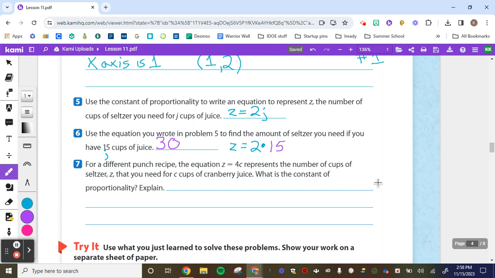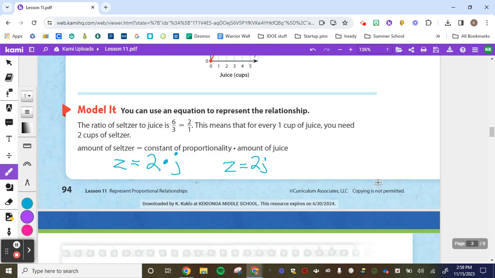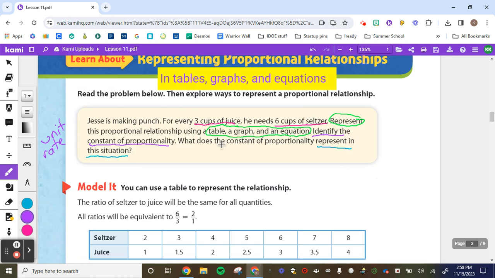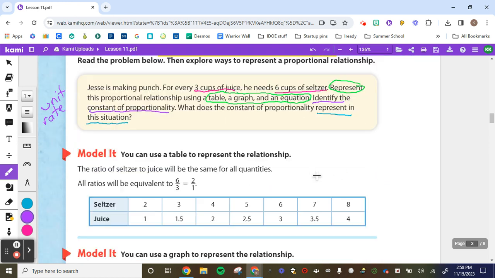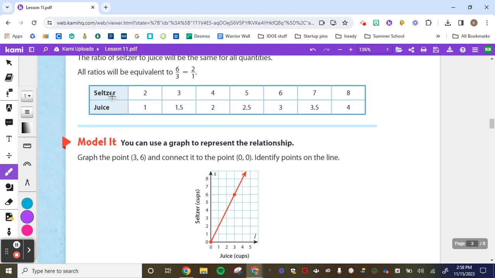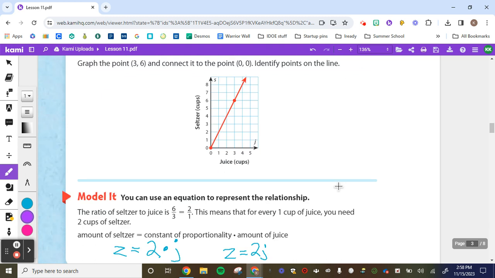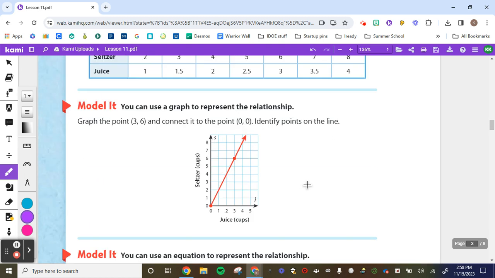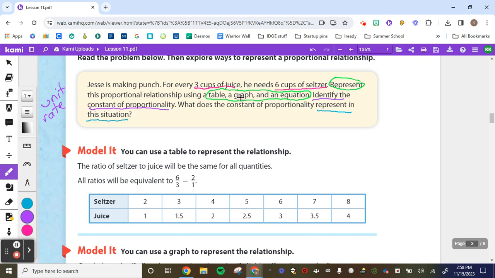Now question 7, or actually let's look back and see if we've answered every part of the question. Did we represent in a table, graph, and an equation? We have a table. We have a graph that we didn't make, but they made for us, where they went over 3 juice up 6 cups of seltzer, and then the point 0, 0. We could have also graphed all of the points in the table if we wanted to. And then we found the equation. So we have done the first part. We have represented in a table, a graph, and equation.